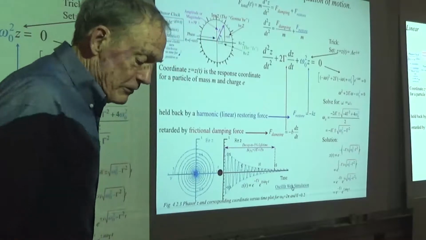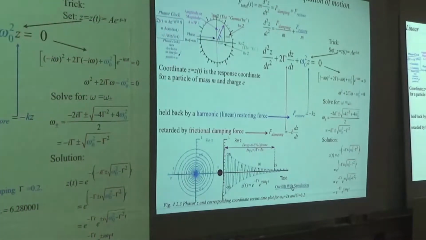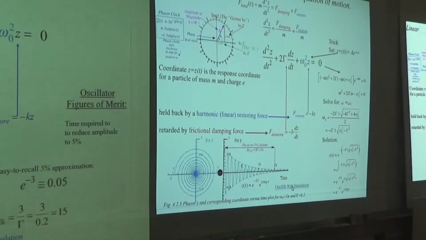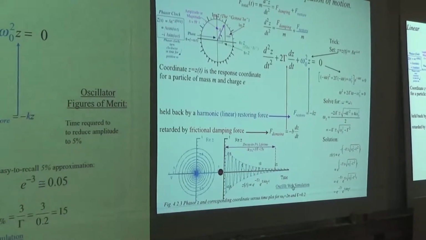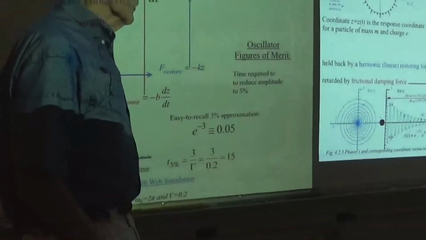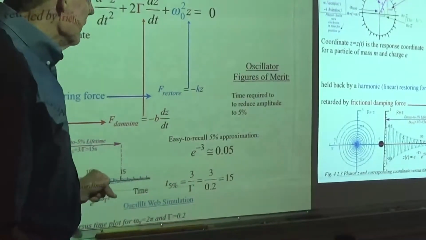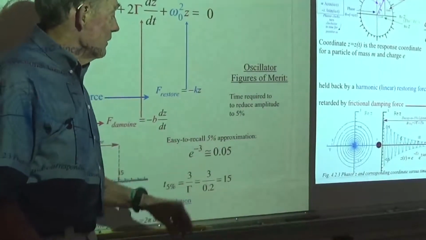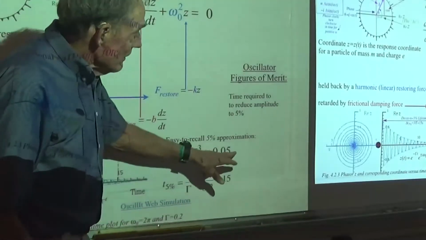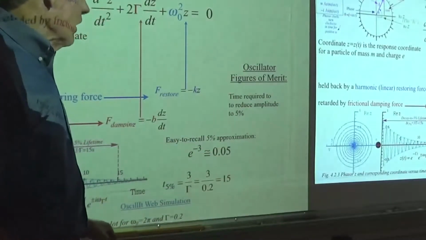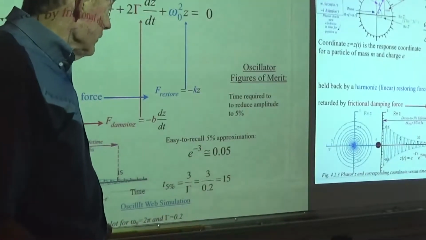And it probably doesn't hurt to go ahead on this slider here and show that. This is what I call the 5% solution to get this figure of merit for an oscillator. How long does it live? Okay, so it's easy to recall e to the minus 3 is two figures, 5%, 0.05.